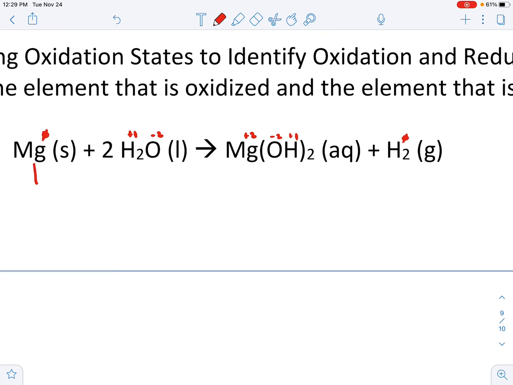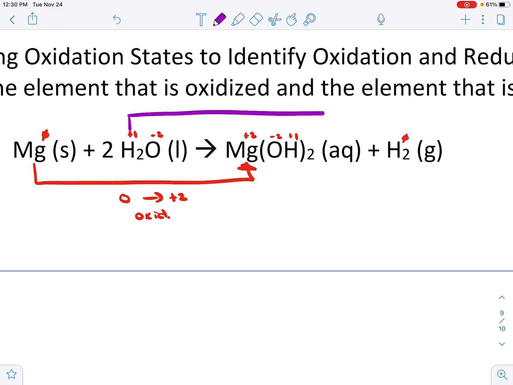So magnesium goes from 0 to +2. Is that losing electrons or is that gaining electrons? It's becoming more positive, so it is losing electrons. So this one is oxidation. Now, our hydrogen is going from +1 to 0. It is becoming more negative, which is our reduction. So we say this is being reduced, or reduction.